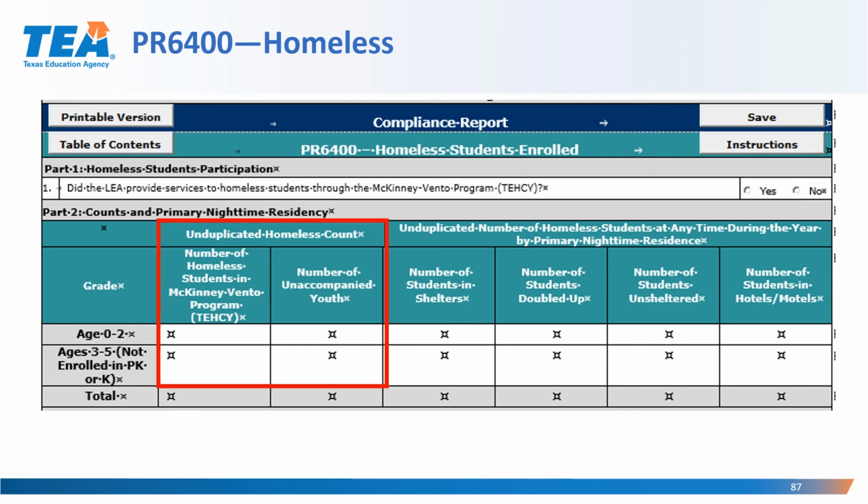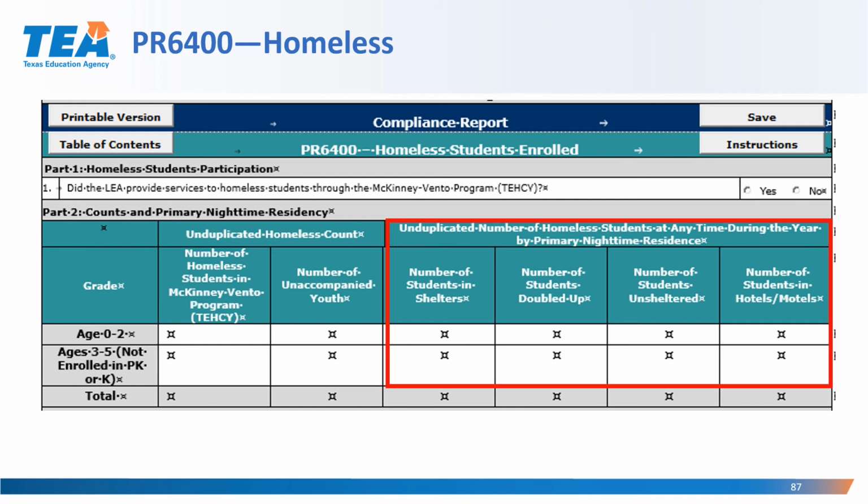The second question deals with unduplicated homeless counts for ages 0 to 2 and ages 3 to 5 who are not enrolled in pre-K or K. We're collecting these ages through the compliance reports because these groups are not reported to PEIMS. The other grade levels are reported to PEIMS, and that's why we don't have to collect them through the compliance reports. So here we get the unduplicated count of number of students who are served in the McKinney-Vento program and the number of unaccompanied youth.